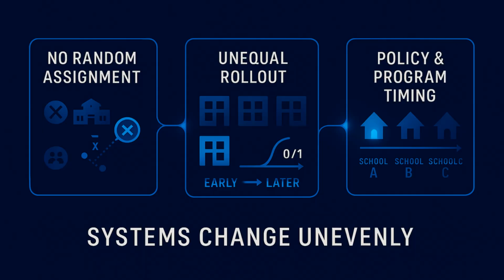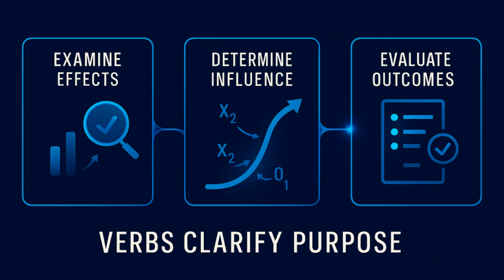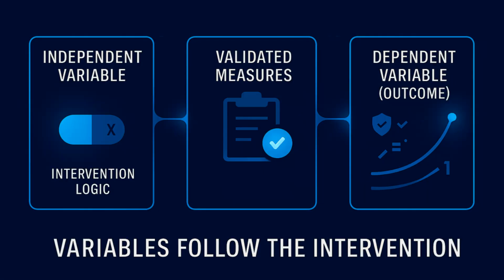possible. Schools, districts, and social systems rarely allow random assignment for research, but they frequently introduce programs unevenly. Some classrooms adopt a strategy first, or some schools implement a policy sooner. These moments create opportunities to examine influence without violating ethical boundaries. The verbs reflect the aim: examine effects, determine influence, evaluate outcomes. Variables align with intervention logic.